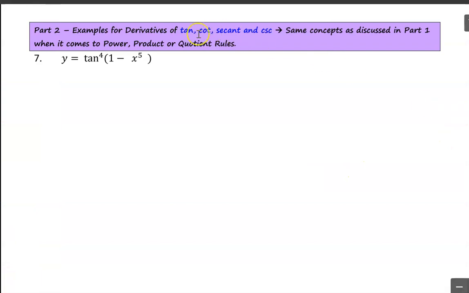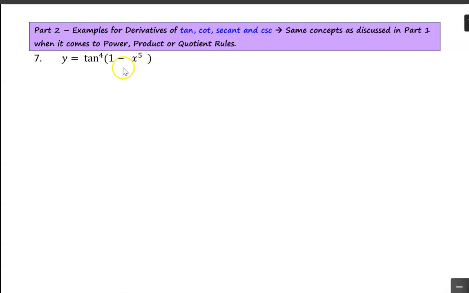Okay, so as I mentioned up here for everyone, it's the same concept as we discussed in previous lesson when it comes to power rule, product rule, or quotient rule. So in this question number 7, you see that tangent is raised to the exponent 4, with the argument as 1 minus x to the exponent 5. So what you do is you identify u in this function here, which is 1 minus x to the exponent 5. Then you know that you are going to apply the chain rule.